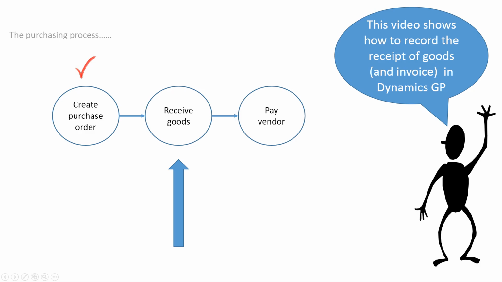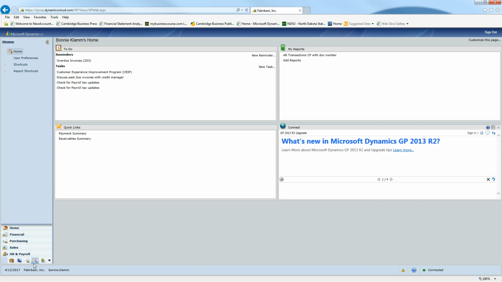I'm using the Fabricam company, and the system date default is 4/12/2017. Generally, several days will pass between the time when you place an order with the vendor and the time you receive those goods. In our case, I'm going to assume 7 days have passed, and I'm going to change my system date to reflect the date the goods are received, which is 4/19/2017.